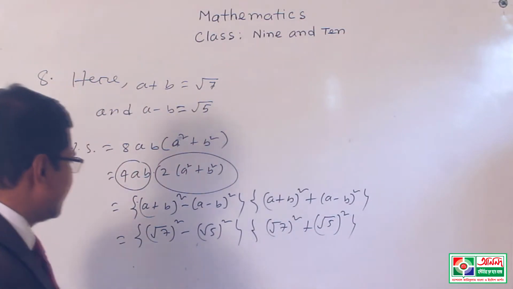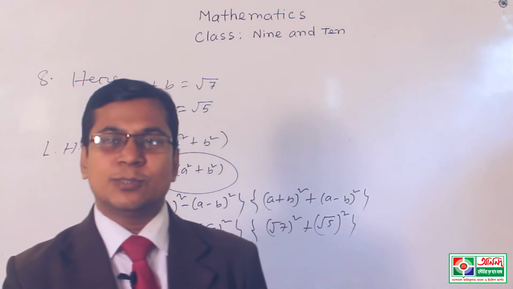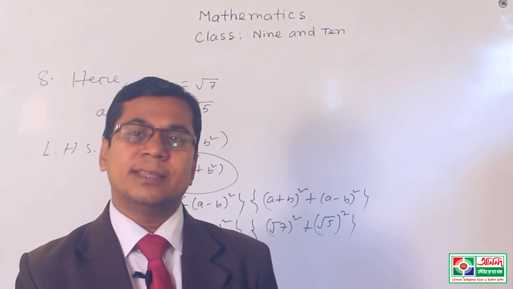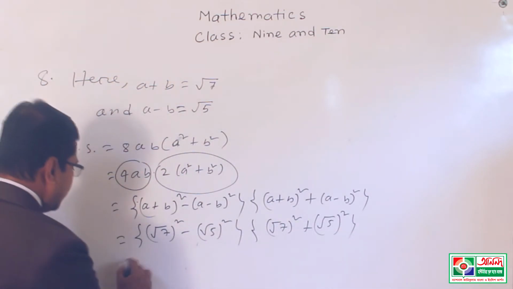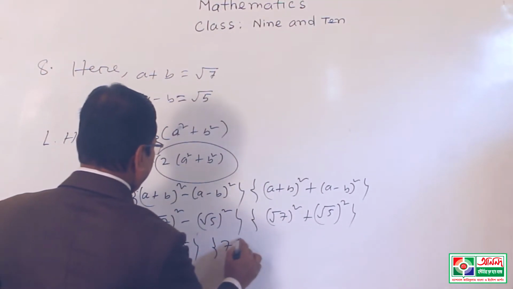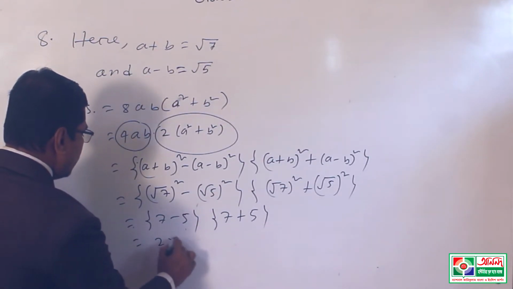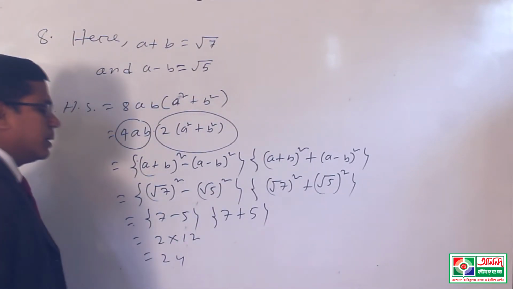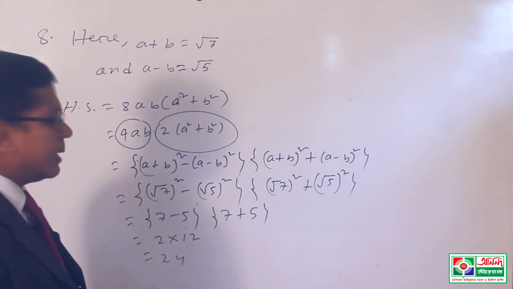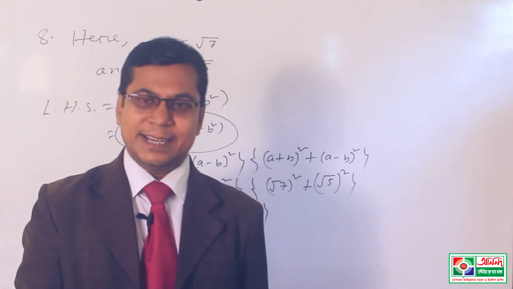Dear students, look at, we know the value of square root is half in the power, so we can write here 7 minus 5, and here we can write 7 plus 5. So you can calculate 2 into 12 equal 24. Dear students, look at the value of left hand side is 24, which is equal to the right hand side. Therefore left hand side equal right hand side, proved.